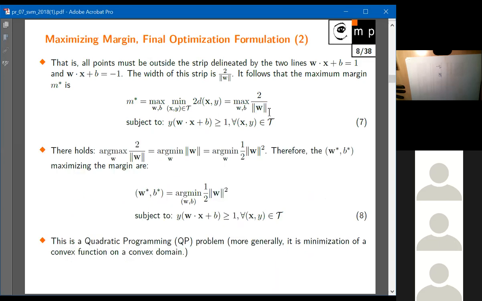So now we get to the final formulation of SVM. Maximizing 2 over the size of W here is the same thing as minimizing the vector W. I actually said this already, subject to everything being outside of a strip of size 1. So that's the final formulation.